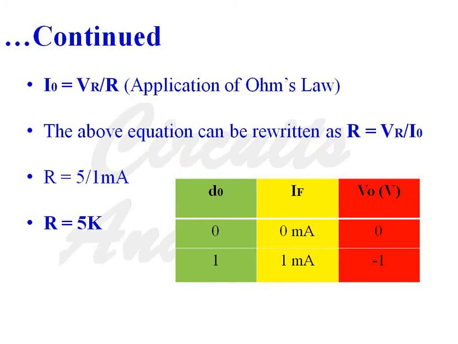That means we can write R is equal to VR divided by I0. That means R is equal to 5 divided by 1 milliampere. R is equal to 5K. So this table represents the digital input, corresponding value of current flow through the feedback resistance RF, and analog output voltage V0.